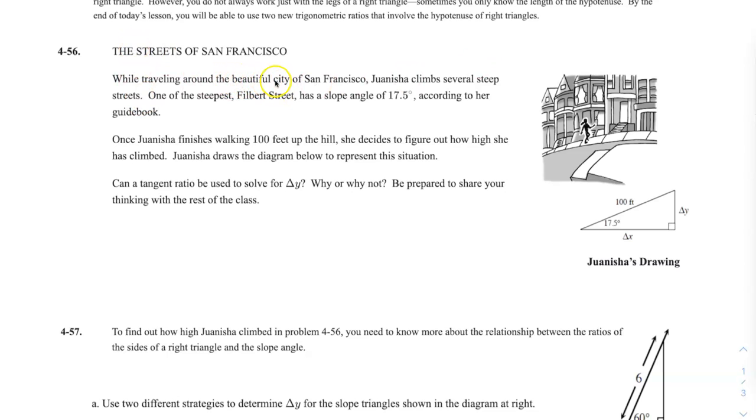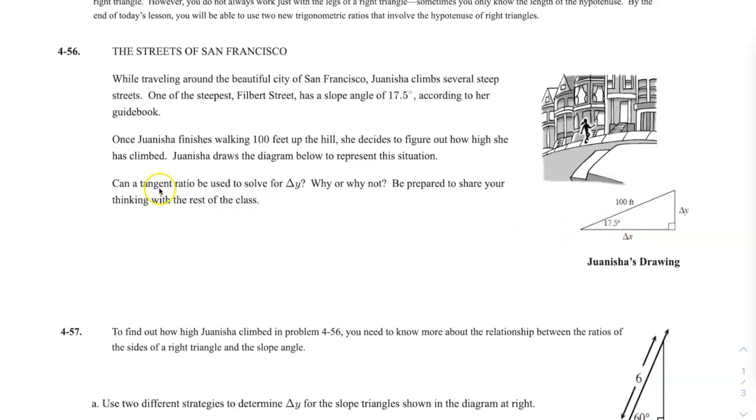While traveling around the beautiful city of San Juan, Juanisha climbs several steep streets. One of the steepest, Filbert Street, has a slope angle of 17.5 degrees according to her guidebook. Once Juanisha finishes walking 100 feet up the hill, she decides to figure out how high she has climbed. Juanisha draws a diagram below to represent the situation. So this is the diagram. That's 100 feet. We want to figure out how high she's climbed. We don't know how far she's walked. We know the angle is 17.5.